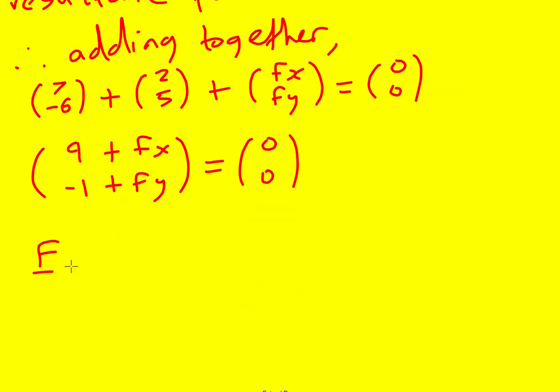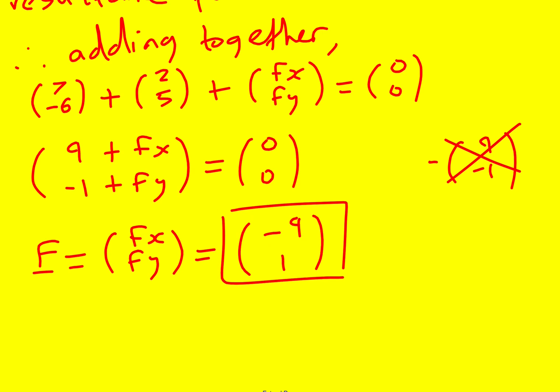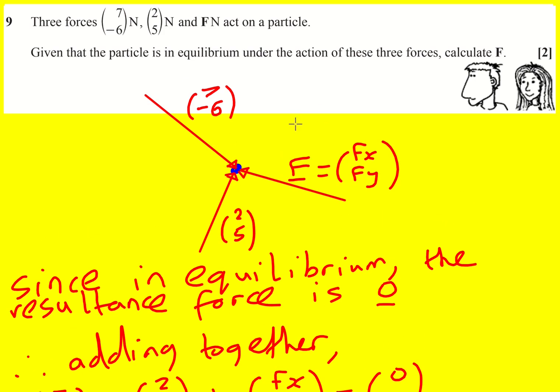And therefore F is equal to (Fx, Fy), which is going to be, you can just look at it and see it's going to be (minus 9, 1). Of course, you could solve this a bit like an equation. You could minus 9, so you could minus this vector from both sides, okay? And then you would get (Fx, Fy) by itself, and then this on the other side, okay? But I've just done it by looking at it. So that is our answer. And it's absolutely fine to leave it in vector notation because the original question was in vector notation.